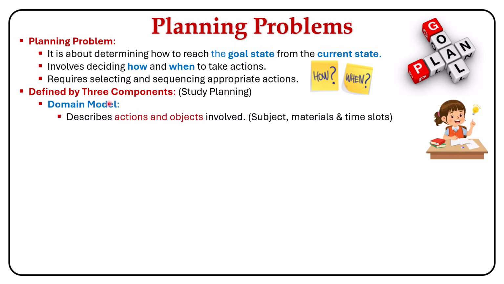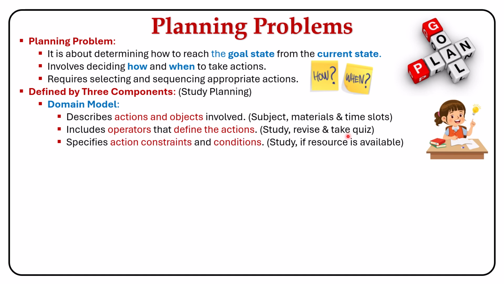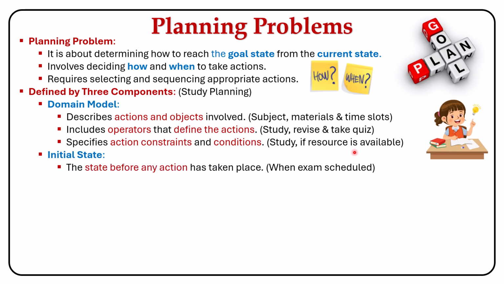So the first component is the domain model. It describes the actions and objects involved. The objects involved are subject materials, time slots, and so on. And it includes operators that define the actions. The actions are study, revision, taking a quiz for a particular subject in a topic, and so on. Next, it specifies action constraints and conditions. The condition is we can study only if that particular notes or resources are available for a particular subject.